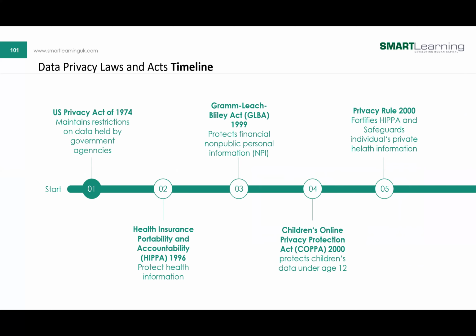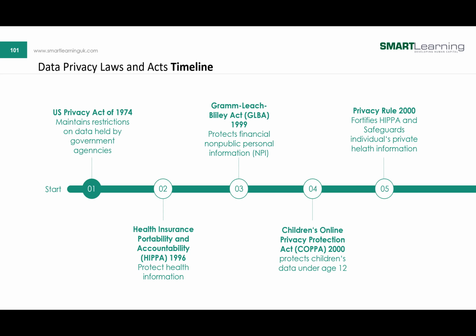Cool. So this is the timeline for how data privacy laws and acts evolved to where we are today. The US in 1974 had the US Privacy Act that maintained restrictions on data held by government agencies. That was too specific and too rigid. And it's what still happens today, where different states have their requirements, different industries have their requirements in the US.